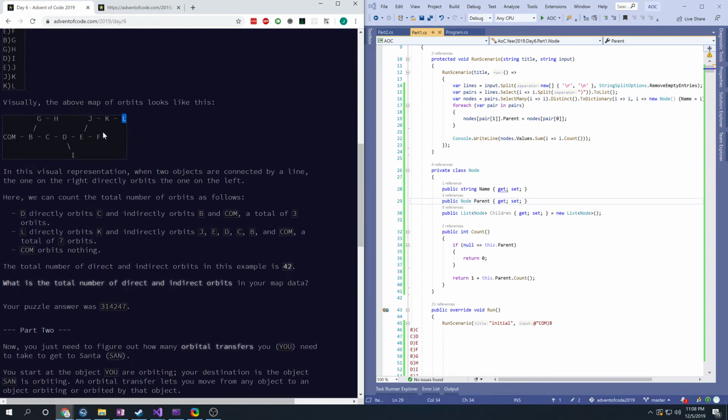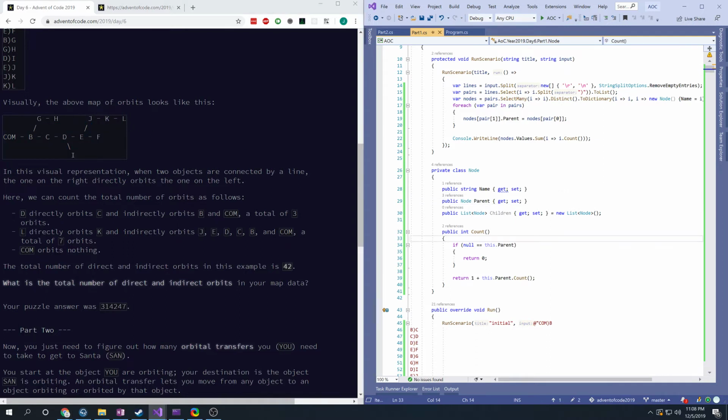So for example, D. I've got a direct orbit on C and then indirect around B in the center of mass. So effectively, I just have to count from wherever I am to the top. For D, it gets the same count that is 1 plus whatever its parent gets, and so on. D gets 1, 2, 3, 4, J is 5, K is 6, L is 7. Just add all those up.